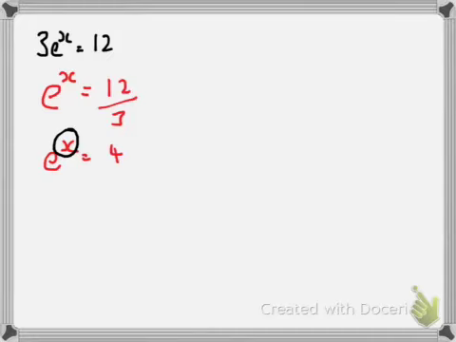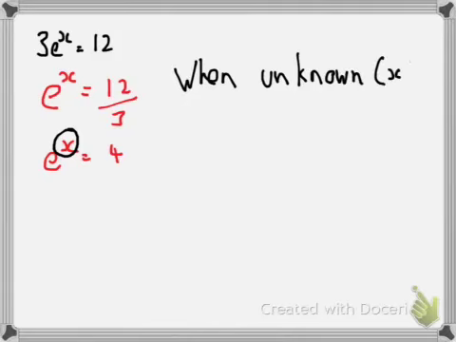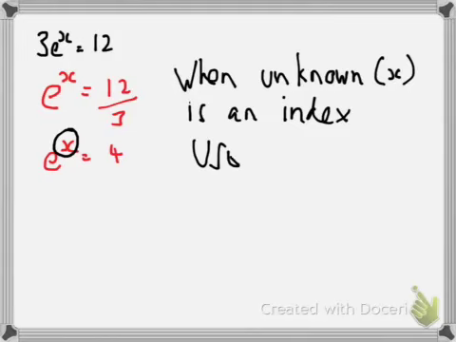When our unknown is an index, I might write this out actually. When the unknown, for example x, is an index, use logs. Okay, so when the unknown x is an index, use logs.